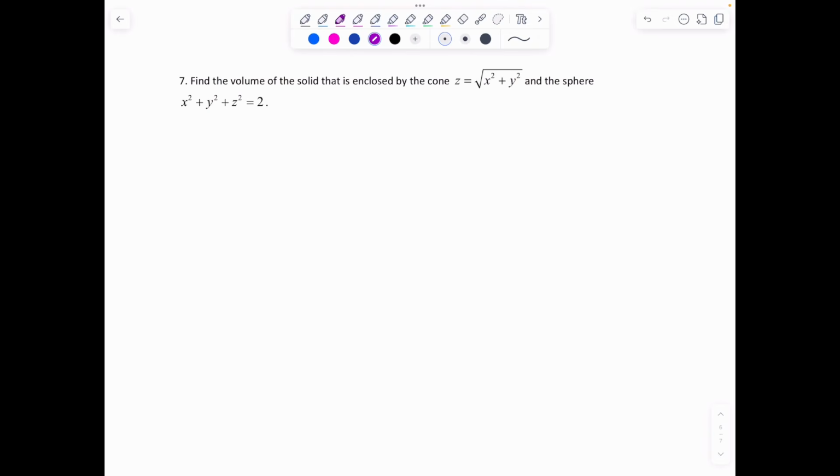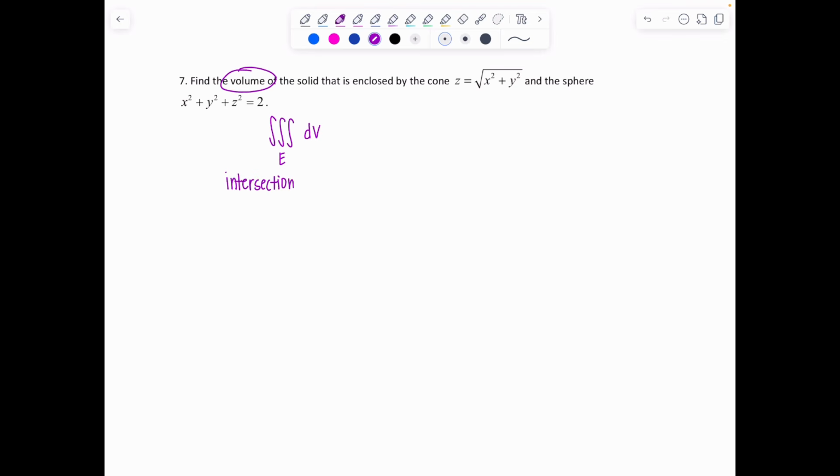Find the volume of the solid that is enclosed by the cone, z equals the square root of x squared plus y squared, and the sphere, x squared plus y squared plus z squared equals 2. So this time, if we're asked to find a volume, we're just going to set up the triple integral over E, no function, dV, all right? So we've got a cone and a sphere, and we have to figure out, of course, where their intersection is before we even think about graphing.